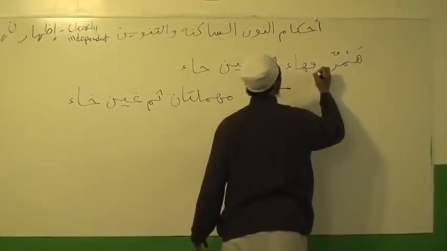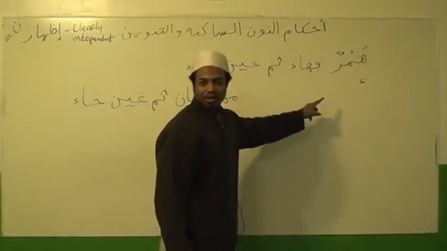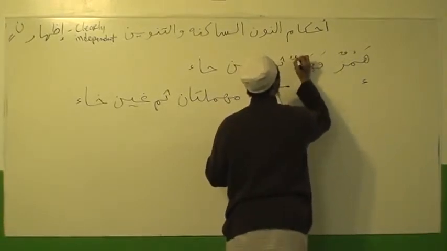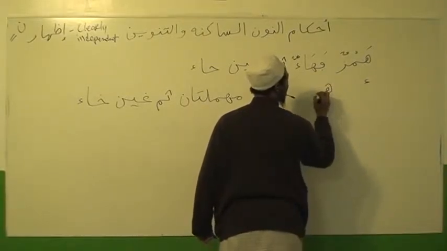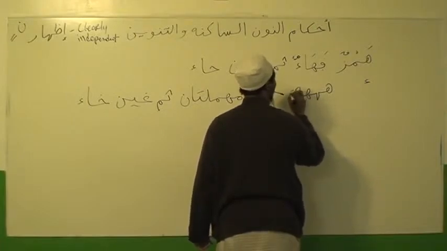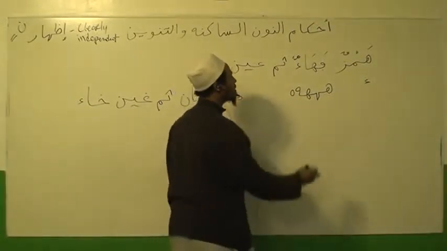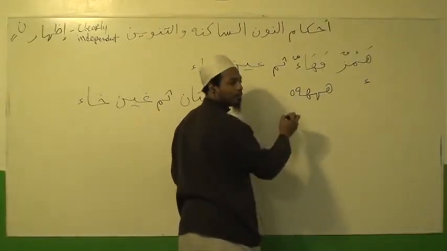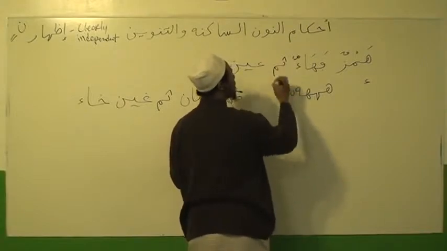Hamzun. This is Hamzun. Everybody see that? Do I need to make it bigger? Hamzun Faha'un. This is Ha'un. It's done like this, like this, like this, and like this. These are all Ha. It's done like this in the beginning of a word. This is in the middle of the word. This is at the end of a word. Okay? Hamzun Faha'un. Thumma means then.